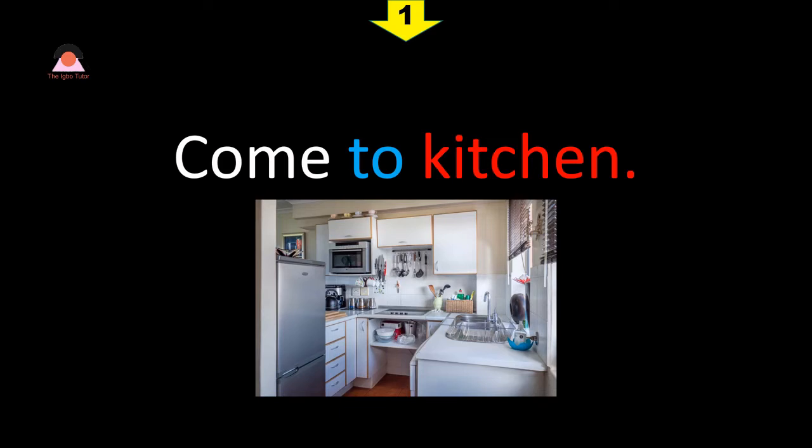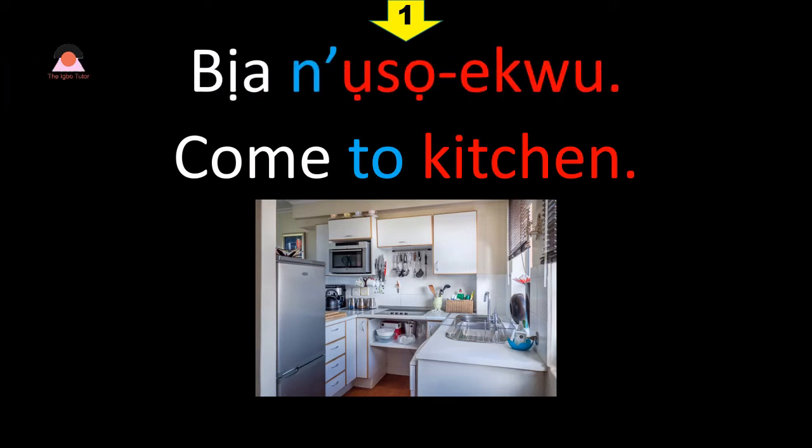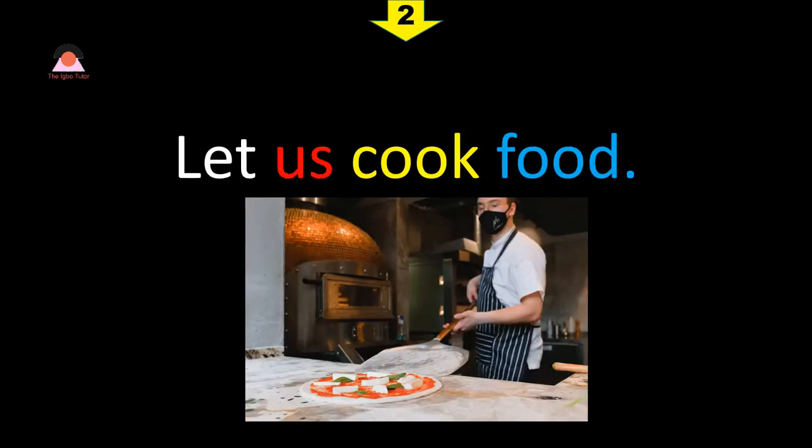Come to the kitchen, which means bịa n'usekwu. As you can see from the color codes, this video is meant to give you a double advantage of knowing the meaning of each word and the phrases that you can make with them. So watching this video till the end gives you a double advantage of knowing Igbo words and Igbo phrases. Let's move on. So bịa n'usekwu is come to kitchen. Kitchen is usekwu in Igbo language.